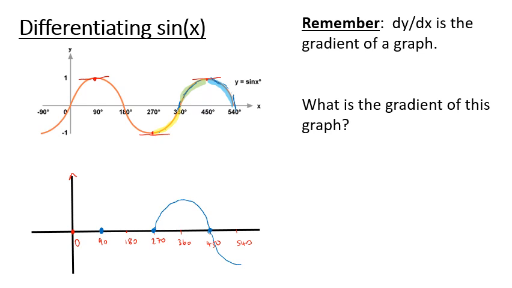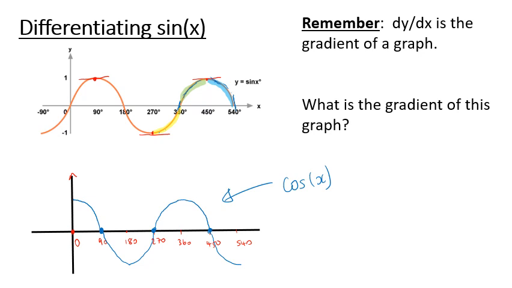Now I could keep doing that with each little section of the graph, and if I carried on following that idea, I'd end up completing my picture and it would look something like this. Now I'm hoping that you're looking at that graph and you're recognizing that shape. We've seen that shape before. This is the shape of the cos graph. So what I've shown you there, very roughly, is that when you differentiate sine of x, you get cos of x.